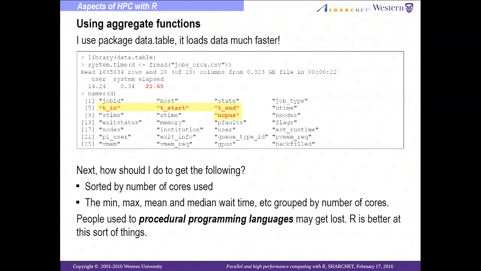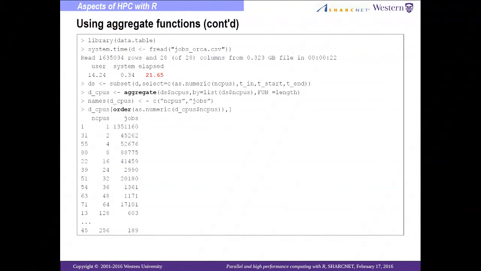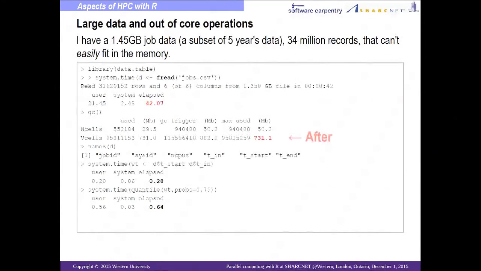Using the aggregate function, we can do things like sorting or counting by some column, and it can be very fast without much programming effort at all. So here's the result. I counted the number of jobs sorted by the number of CPUs. This is what I accomplished.